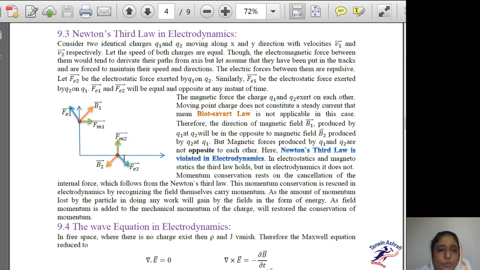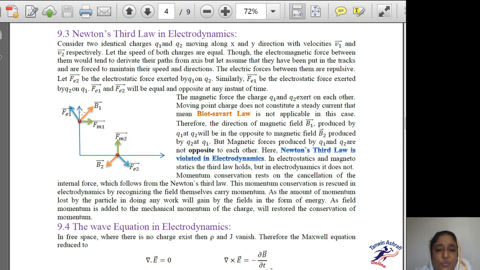Similarly, if you look at the magnetic field B, this is also repulsive. One direction is like this, another direction is like this. But this is a magnetic field. What about the magnetic force? The magnetic force that the charges Q1 and Q2 exert on each other. The moving point charge does not constitute a steady current. It means you can't apply the Biot-Savart law in this case.